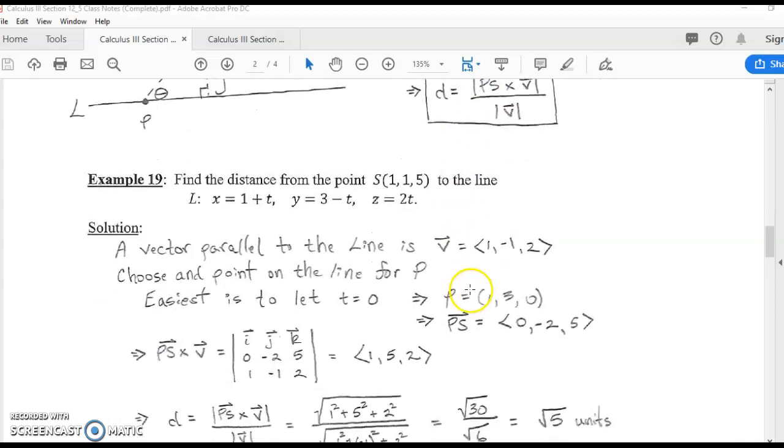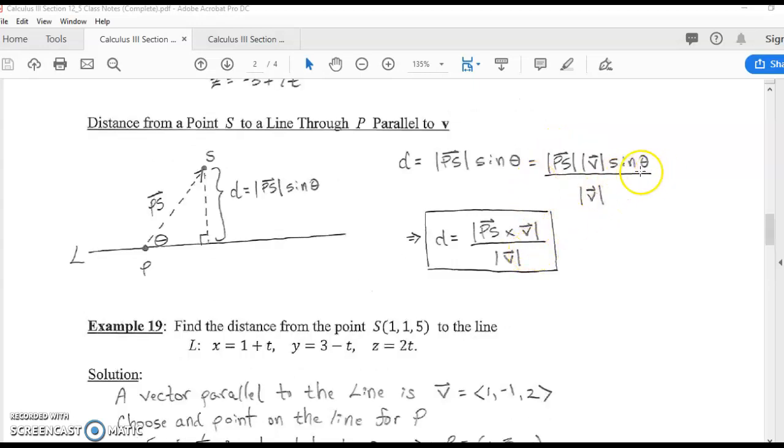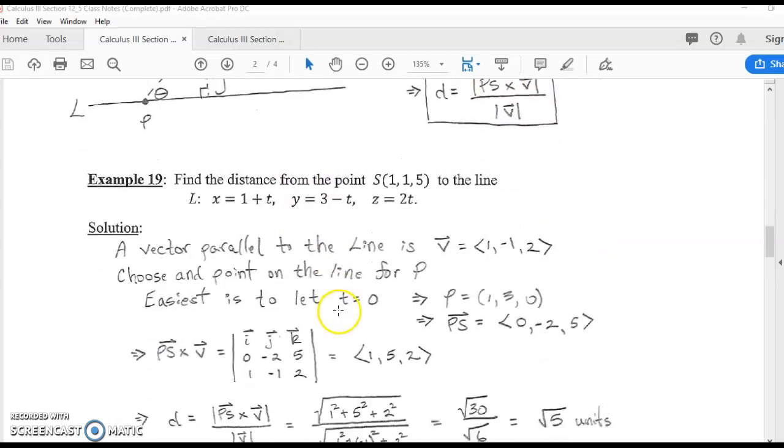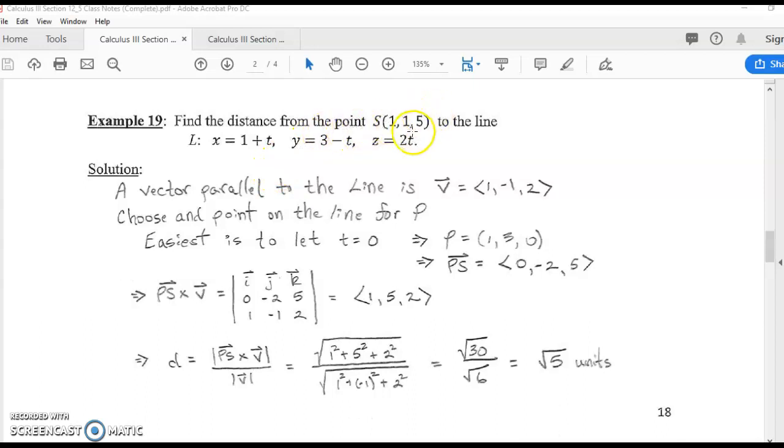And the reason that formula is important, by the way, is I don't have to worry about the angle theta between the vectors. I just do the mechanics of this. So example 19, let's find the distance from the point S, which has coordinates 1, 1, 5, to the line L, which is given by these parametric equations. So we can quickly find the vector that's parallel to the line. It's the scalar components here that are multiplied times t in each one. So it's 1, -1, and 2. That's the vector V that's parallel to the line.